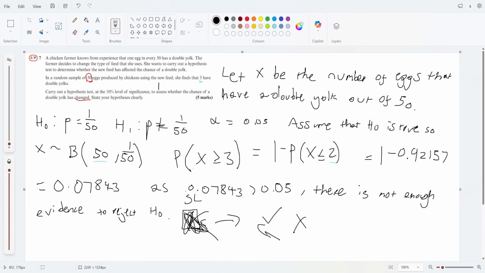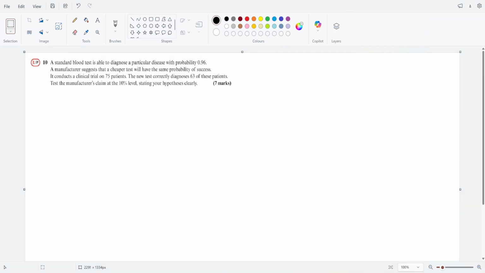If your number is too small to get past the gate, then you get rejected, then you reject the null hypothesis. So in this case, 0.075 absolutely destroys this 0.05 gate, so there's not enough evidence to reject the null hypothesis, so accept H0. And you should always write it in this format, unless you're doing critical regions, which I'll move on to in a bit. Okay, so moving on to the next question.